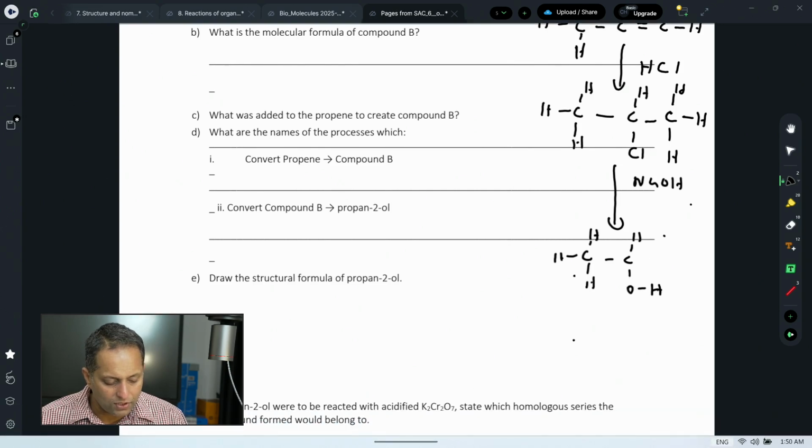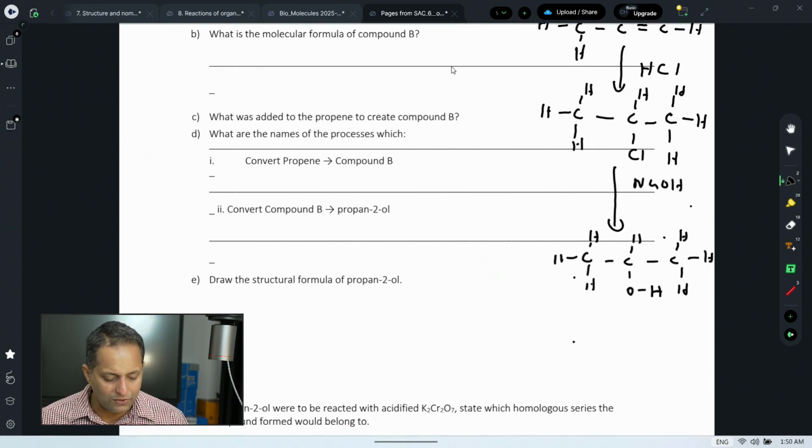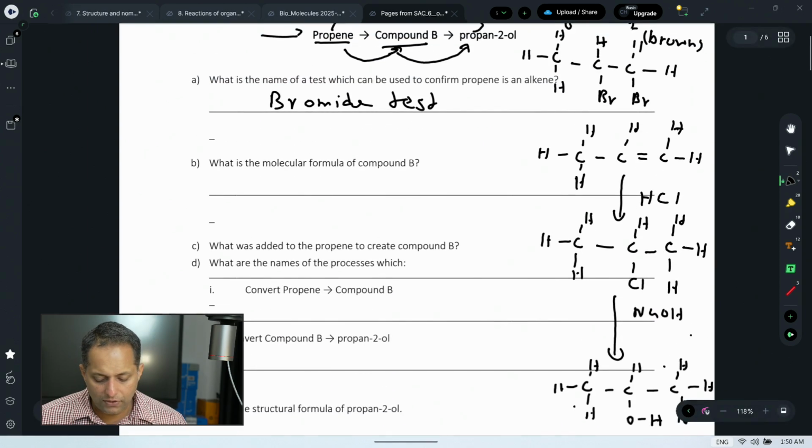The O gets attached to the carbon, and then you get propan-2-ol. No, no, it's not going to go like that. The chlorine is going to get substituted by the OH. Chlorine is going to be kicked out. Then the byproduct is NaCl. All right, this is what you need to do.